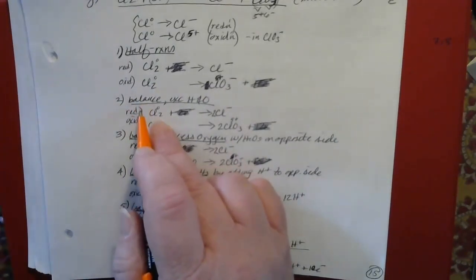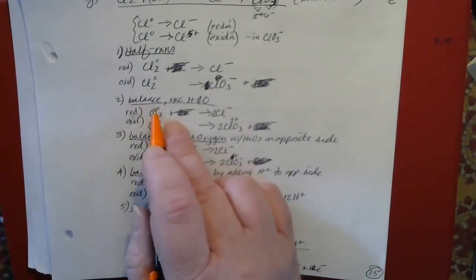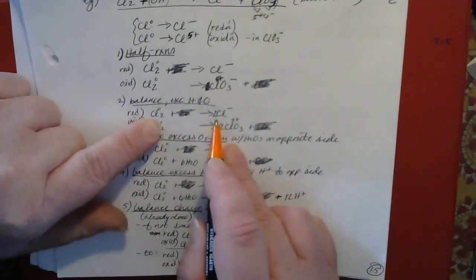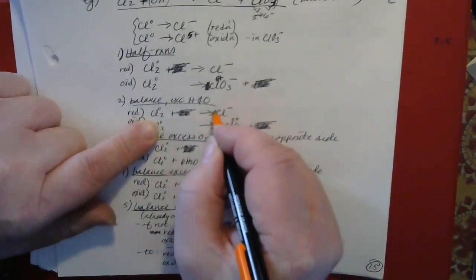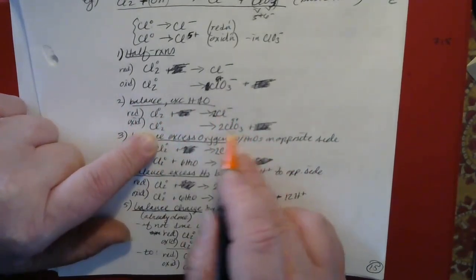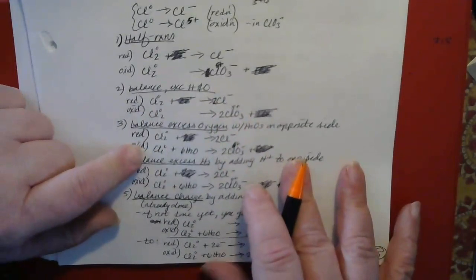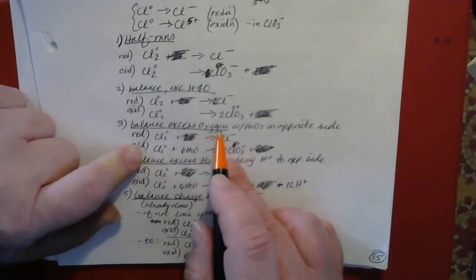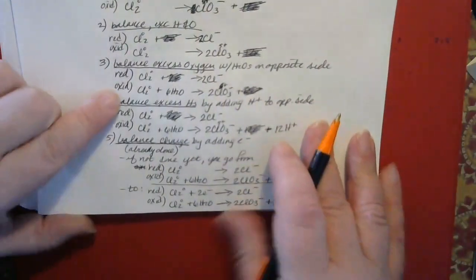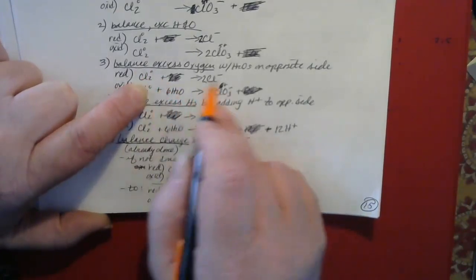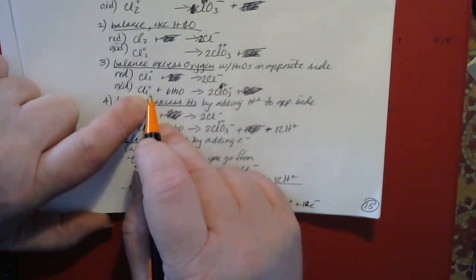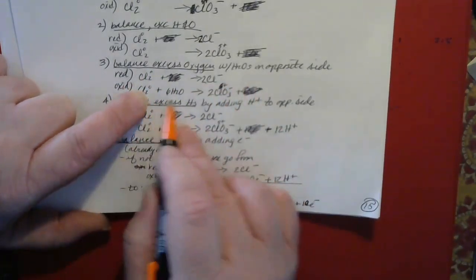Step 2 says balance all of the elements except hydrogen and oxygen. So that means that Cl2 here has to go to 2 Cl minus on the product side. And Cl2 here has to go to 2 ClO3 minus on the product side. Then in number 3, we balance excess oxygens with H2Os on the opposite side. So in the first, the reduction half reaction, it's actually okay. There are no oxygens.